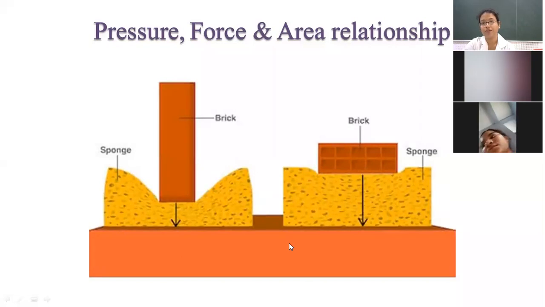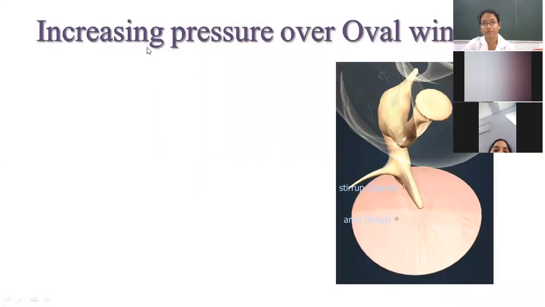Similarly, it is easy to cut with a sharp knife rather than a blunt knife. So there are so many examples in our daily activity which explain the pressure, force and area relationship. So this is how we increase the pressure at the oval window.